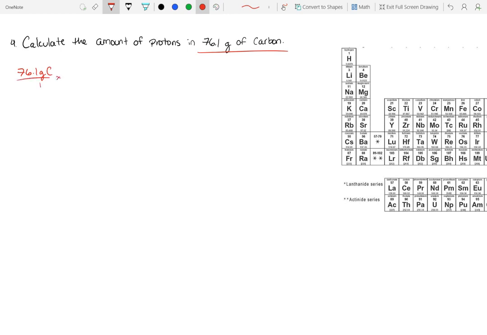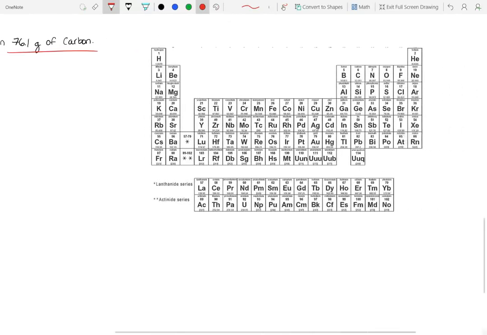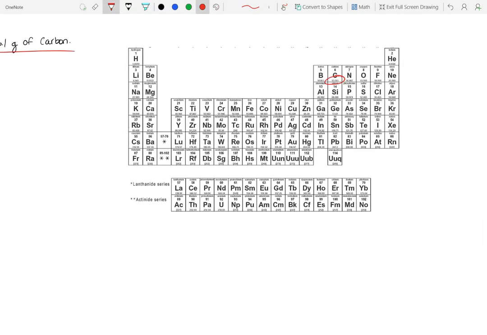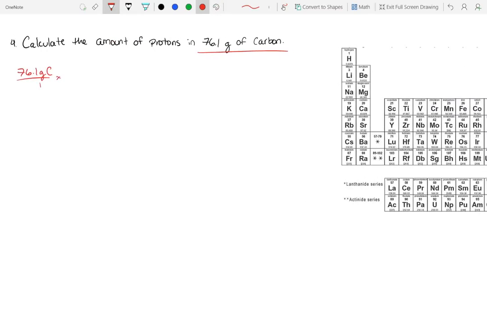So just like we've been doing this entire video, we should calculate moles first, right? How many moles are within this sample? Right? So we see carbon has a mass of 12.01. So we're going to plug it in over here. So 12.01 grams of carbon for every 1 mole of carbon, right?